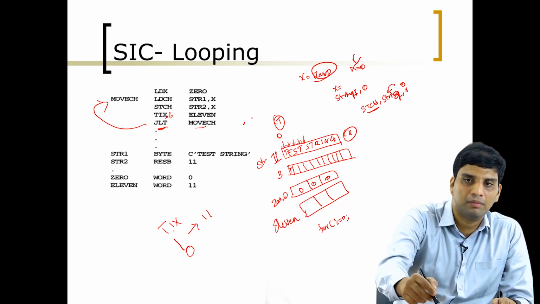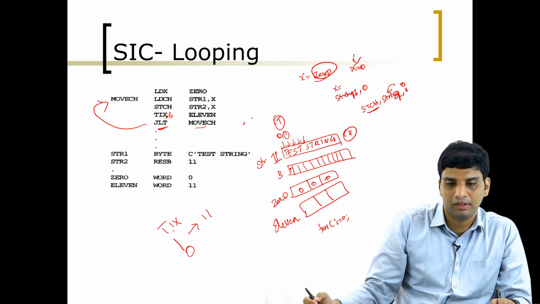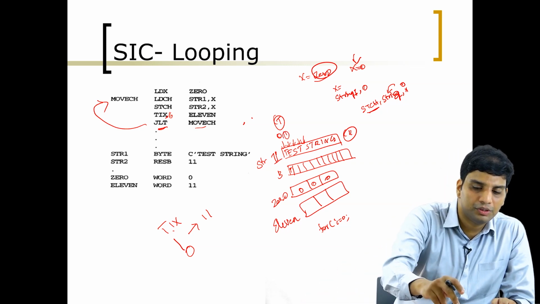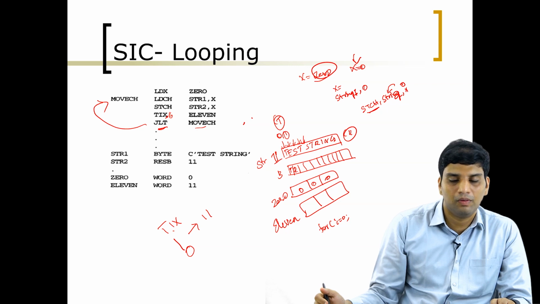LDCH string 1 comma 1. String 1 comma 1 means this is the first value. Next, what will you do? You will store the value in the next one. TAX again. What happens here now?